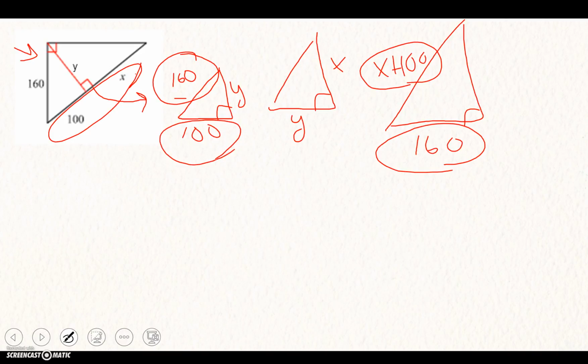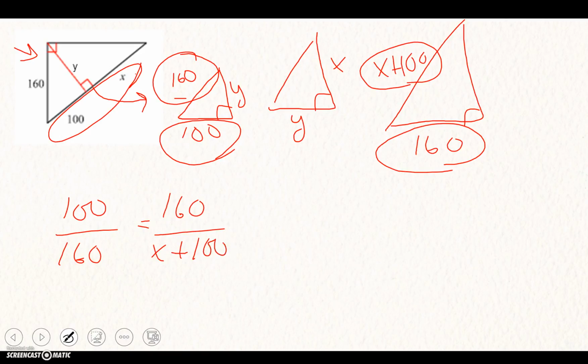Okay, so let's go ahead and set this up. We're going to have 100 over 160 equals 160 over x plus 100. So what you should see here is the geometric mean is not the x in this problem. It's actually the 160. So just keep in mind that the x does not have to be in there twice. It can only be in there once.